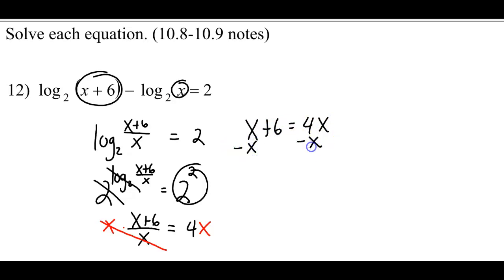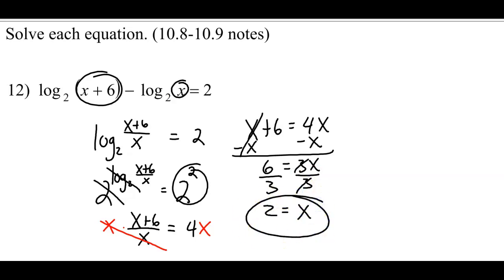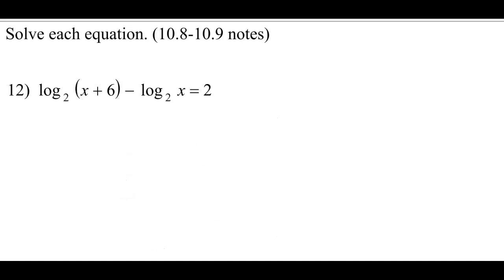I'm going to subtract 1x on both sides. And then I'm going to divide. I get 2. I don't need to check my answer because it's not a quadratic, and also I didn't have logs on both sides of the equation, so that answer is a good answer. Let's take a look at number 14.